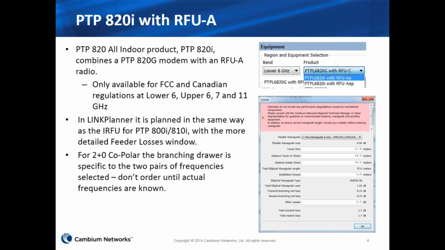For 2+0 copolar, the branching draw is very frequency specific. It's tailored to each of the individual pairs of frequencies that you select. So please don't order until you actually know which frequencies you're going to use. For the other configurations, the branching draw is still sort of frequency specific, but it's much more similar to the way the subbands work on the other P2P 820 radios. So if you know what subband you're going to be in, then it might be a little bit easier to order earlier, but you still might need to make sure that you've got your coordination in and they're going to give you frequencies in those bands, so a bit like ordering an RFUC.